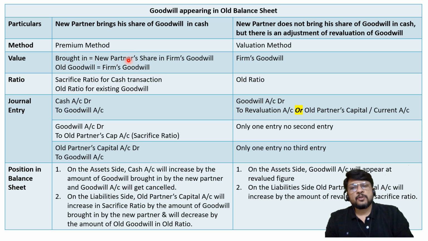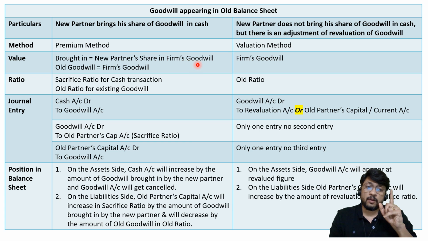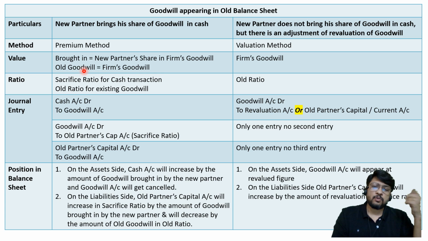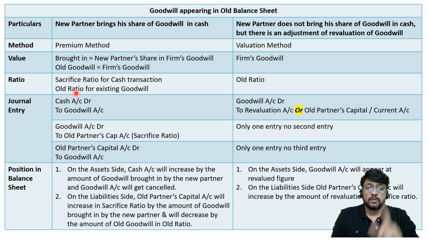we should consider new partner's share in firm's goodwill, not the full goodwill of the firm. And for the old goodwill, we should consider firm's goodwill, the existing goodwill, that whatever value is given, that we can take it as it is. Ratio will be, for the entry of brought in, we should consider sacrifice ratio. And for the old goodwill treatment, we should consider old ratio. Now we should not consider new ratio, we should consider old ratio.